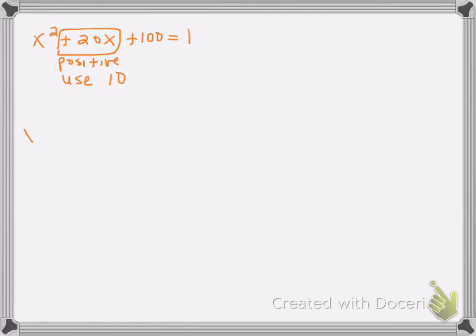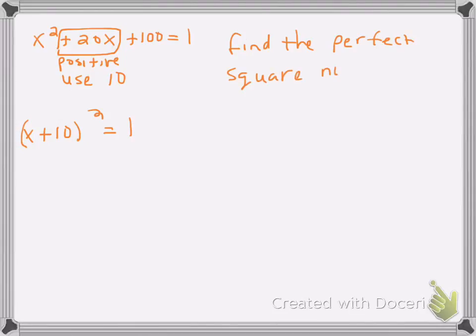So now I can rewrite this equation using my perfect square. My two factors would be x plus 10 and then another x plus 10. We'll just write it as x plus 10 squared. All right. So that's what we wanted to do. We wanted to be able to find that perfect square number. Remember, it's equal to 1 now because I took negative 99 and added 100.